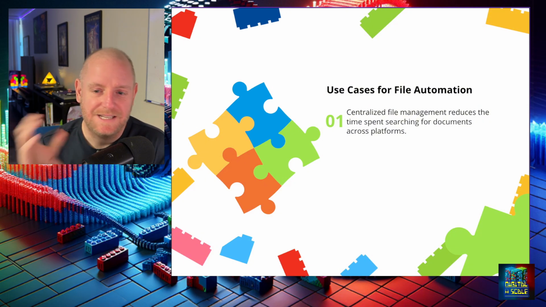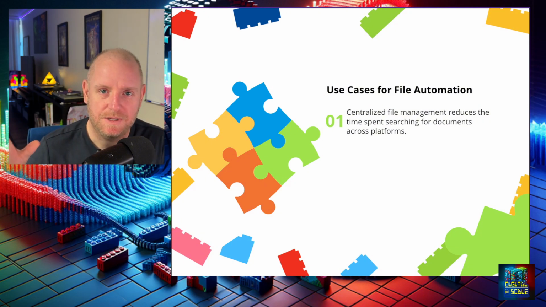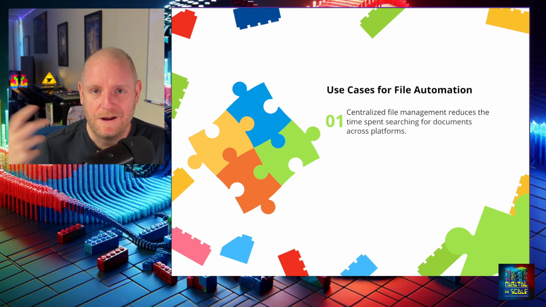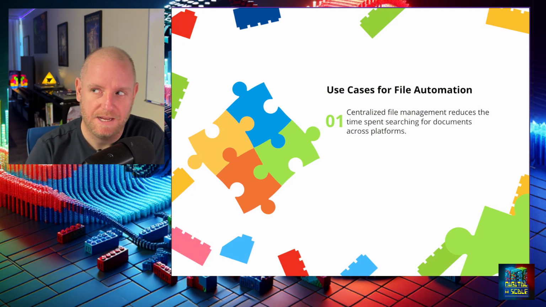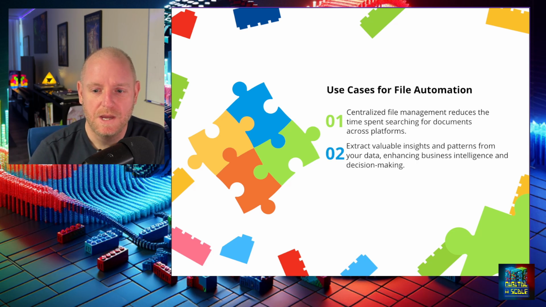So one, centralized file management. I don't know about you, but I have files across lots of different cloud providers, my local machine, everywhere. So how can I use AI to create one centralized place that I can look for all of my different files and get access to them quickly?